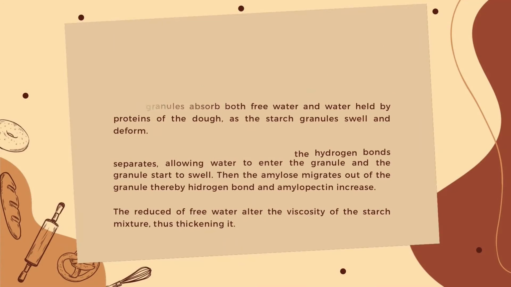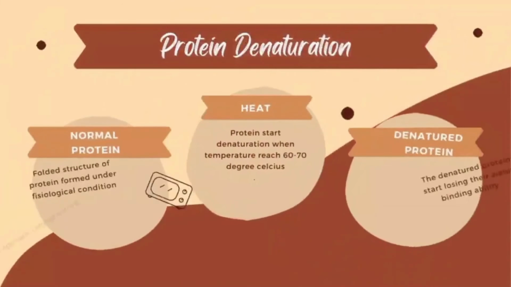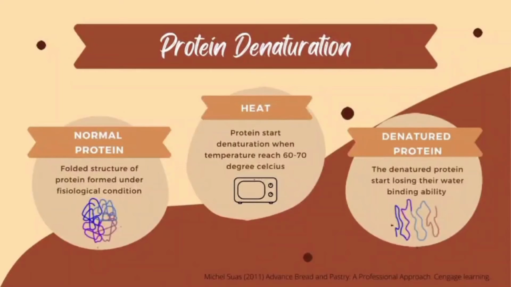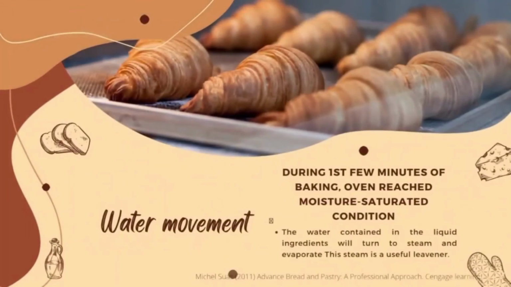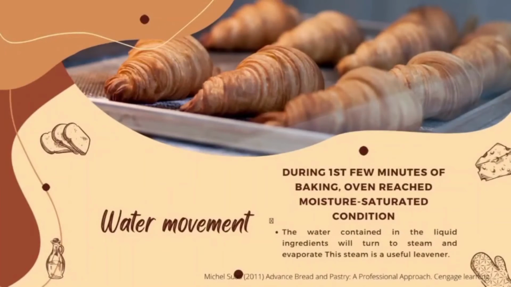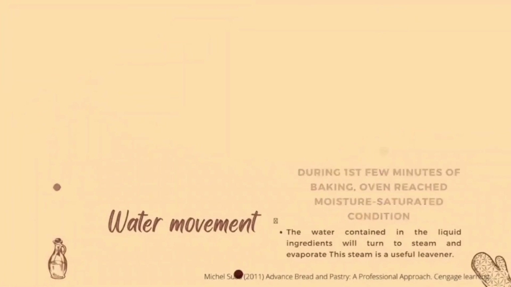The next action during baking a croissant is protein denaturation, where the normal protein, which is folded under physiological conditions, turns into denatured protein when the temperature reaches 60 to 70 degrees Celsius. During the first few minutes of baking, under average moisture saturation conditions, the water contained in the liquid ingredients will turn to steam and evaporate. This steam will be a useful leavener.